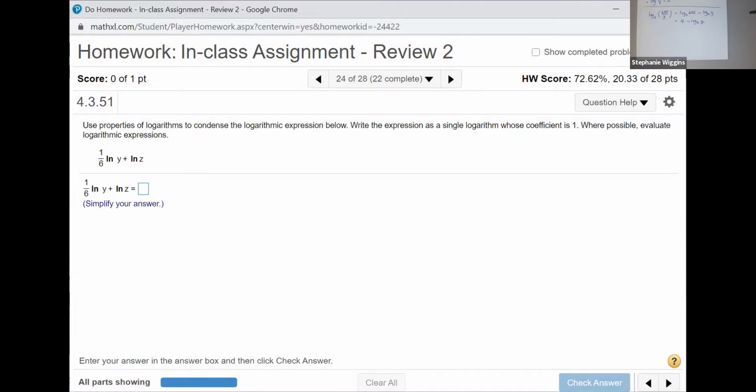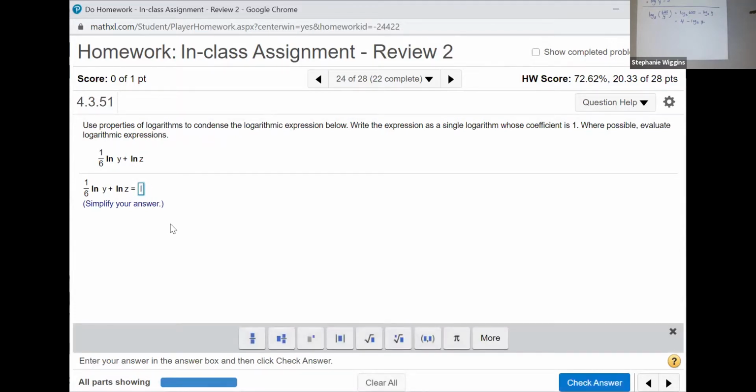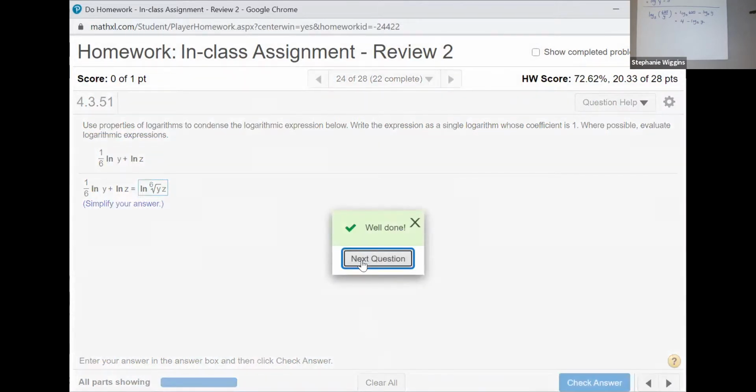So I think there are two problems on there where you're condensing and two where you're expanding. And let's see what we got here. Notice that here we have an exponent. It's a fraction. This means that it's taking the 6th root of y, and then we're multiplying that by z. So it's going to be the natural log of the 6th root of y, and then multiplied by z. Now, I'm not sure if I need parentheses around that z or not. No, I don't. Okay.